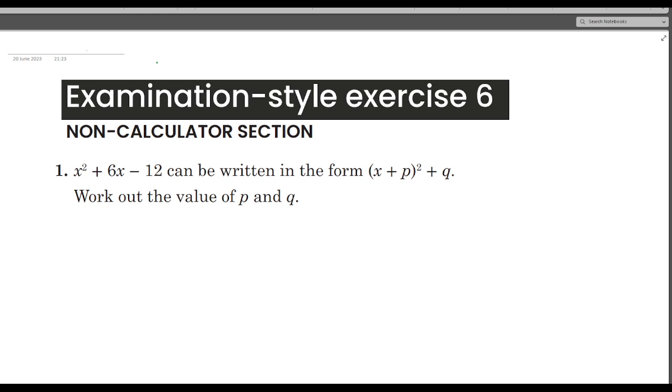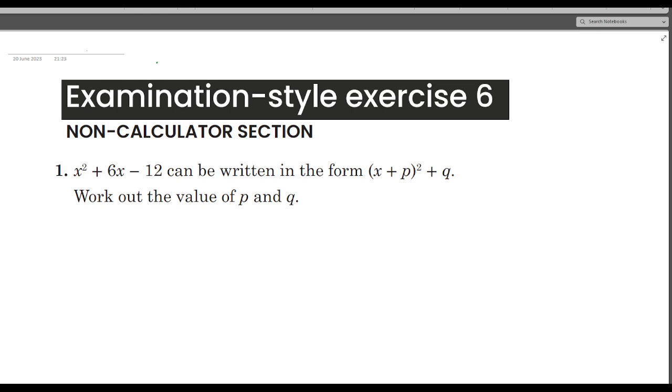Hello everyone. Let us start examination style exercise 6. This exercise is based on Algebra 2. Now it includes two sections. One is non-calculator section and one is calculator section. First we will solve problems related with non-calculator section.